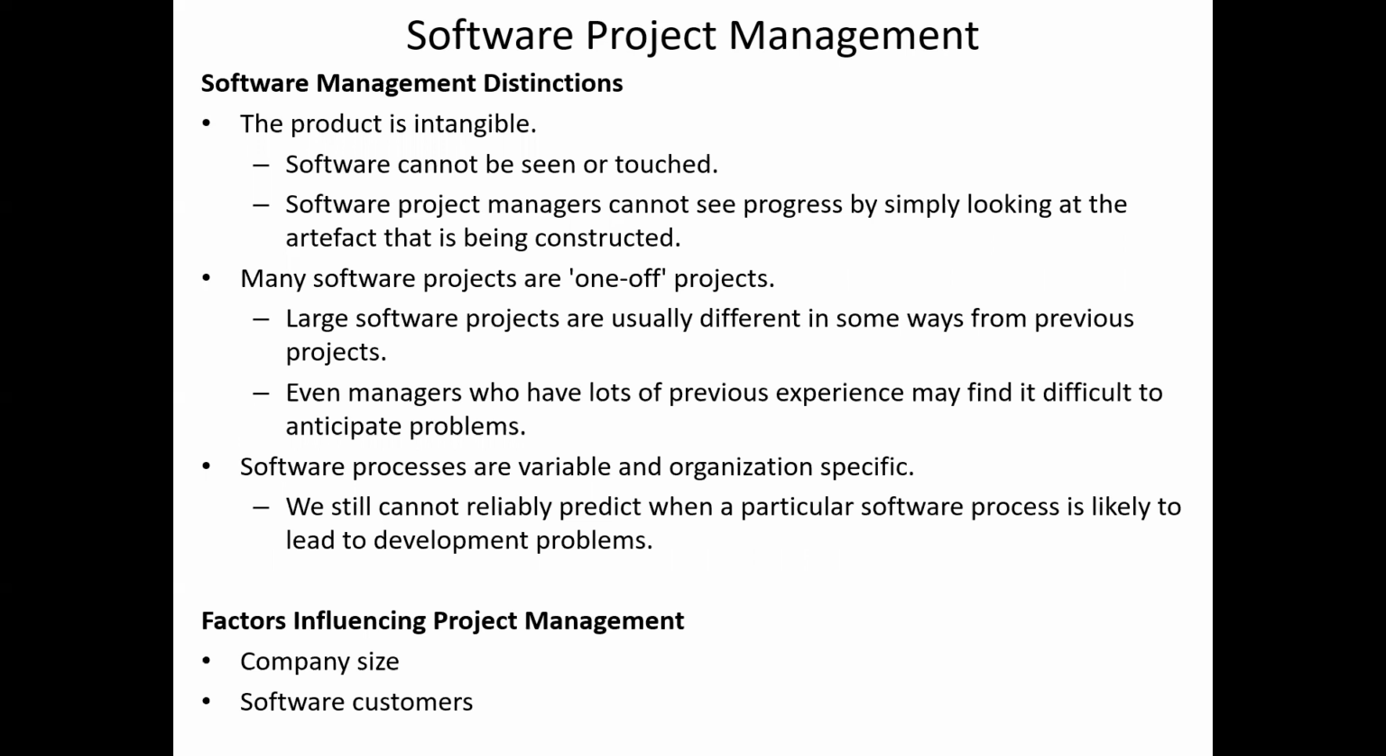So what it means is, yes, our product is intangible, that is, software cannot be touched, and software project managers cannot see the progress by simply looking at the artifacts. Many projects, especially large software projects, are usually different in some ways from previous projects, and software processes are variable and organization specific, so we still cannot reliably predict software process development problems.